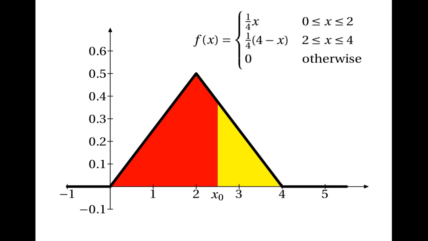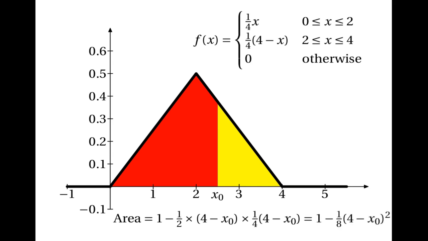Now again, this is just a triangle, so all we have to do is a half base times height. The base of the yellow triangle is going to be 4 take away x0, and according to the formula at the top of the page, the height is going to be a quarter of 4 take away x0. So the yellow area will be a half times 4 take away x0 times a quarter times 4 minus x0, and the red area will be 1 minus that. That simplifies to 1 minus an eighth of 4 minus x0 squared.